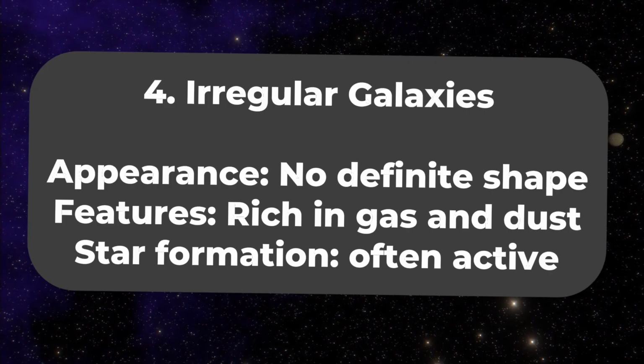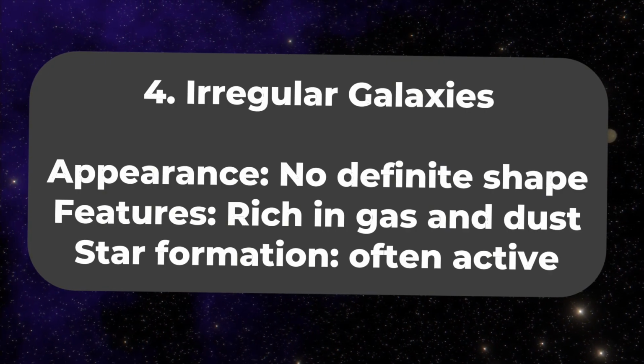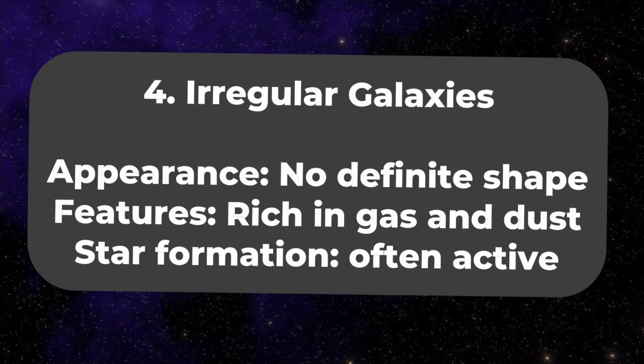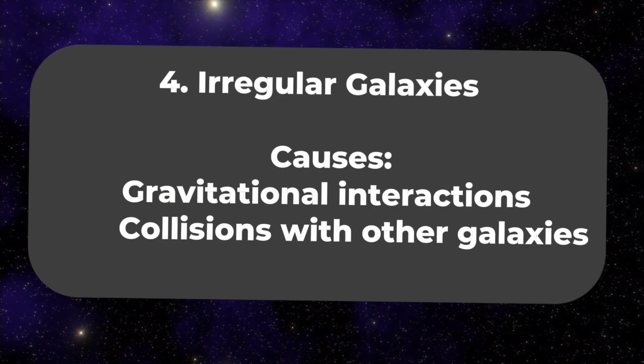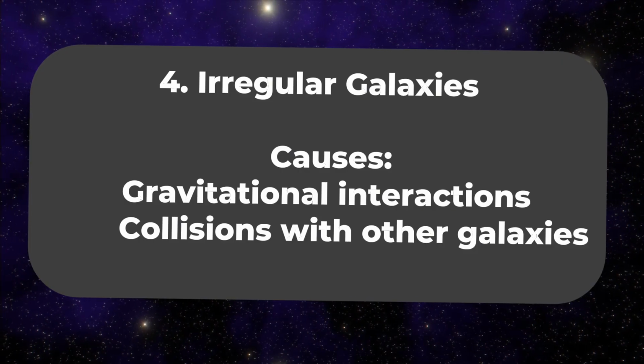4. Irregular galaxies. Appearance: no definite shape. Features: rich in gas and dust. Star formation: often active. Causes: gravitational interactions, collisions with other galaxies.